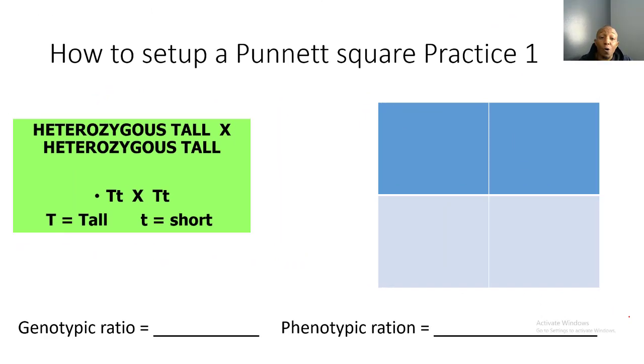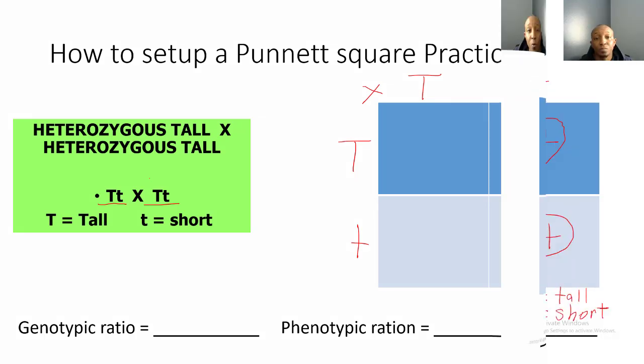Now, you're going to do your own practice problem. You're going to be looking at heterozygous tall. Remember, take this and we're going to put it across the top. Heterozygous tall. And then you're going to be looking at another heterozygous tall, so I'm going to take this and put it across the sides. Ladies and gentlemen, you have 1 minute to set up and solve the problem, and I'll start it beginning now.